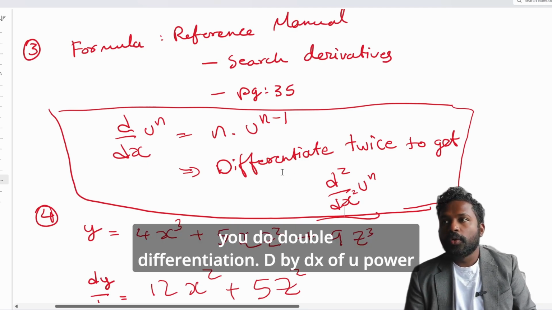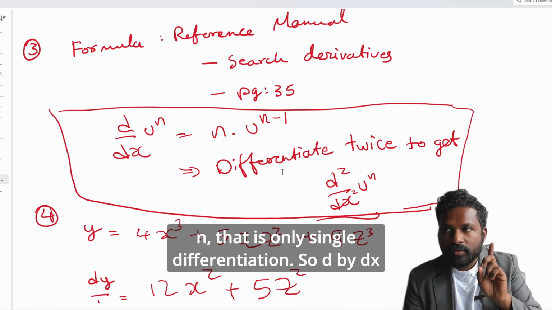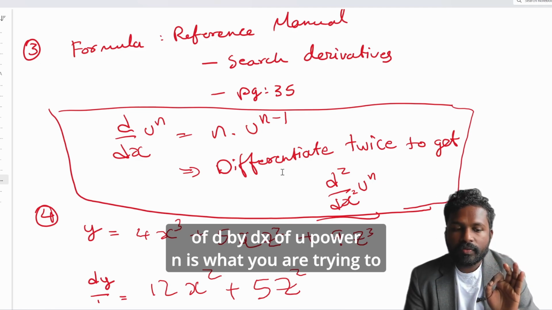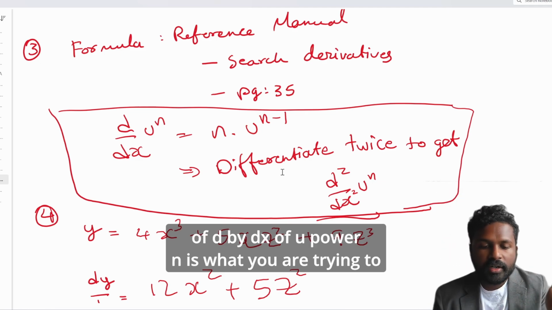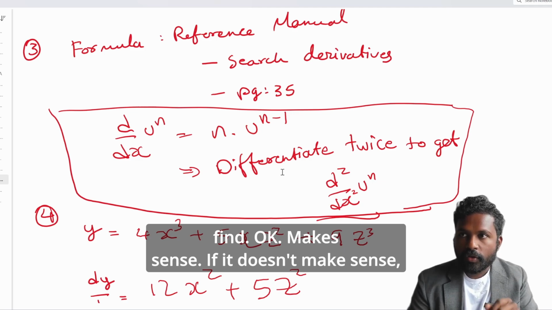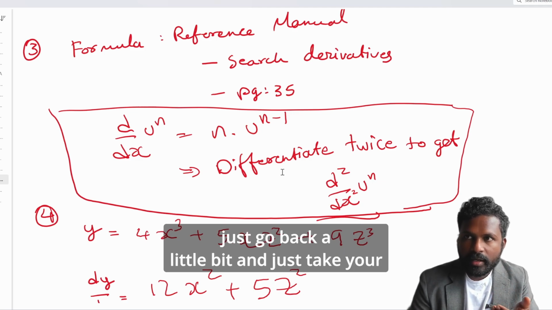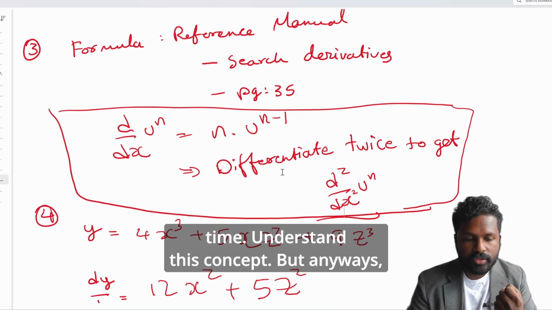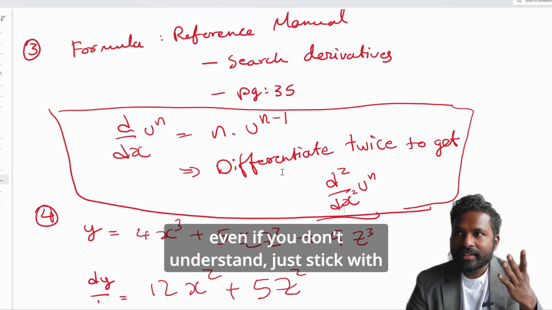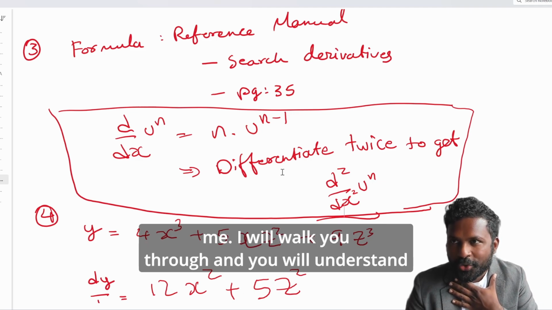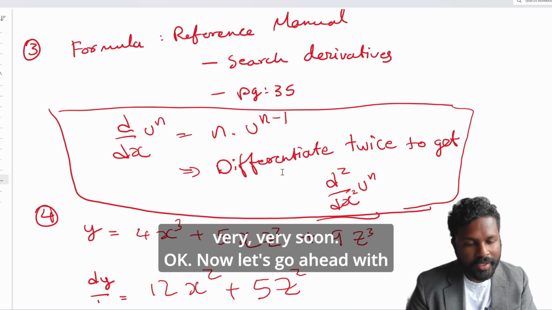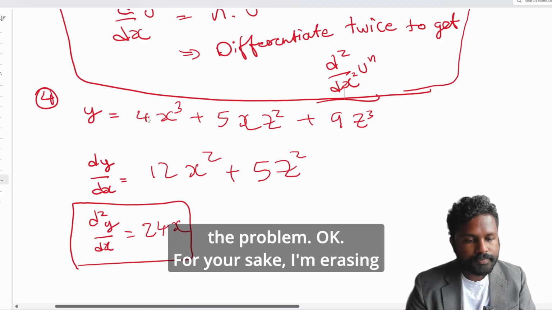The concept is you do double differentiation. d by dx of u power n is only single differentiation. Okay, makes sense? If it doesn't make sense, just go back a little bit, take your time and understand this concept. But even if you don't understand, just stick with me. I will walk you through and you will understand very soon. Now let's go ahead with the problem.